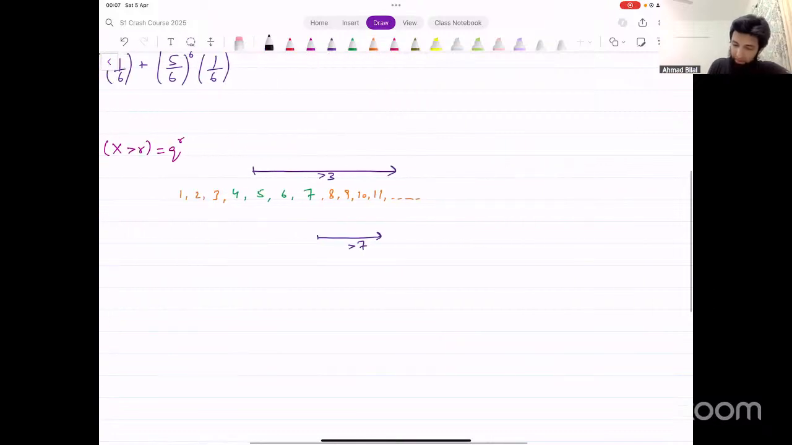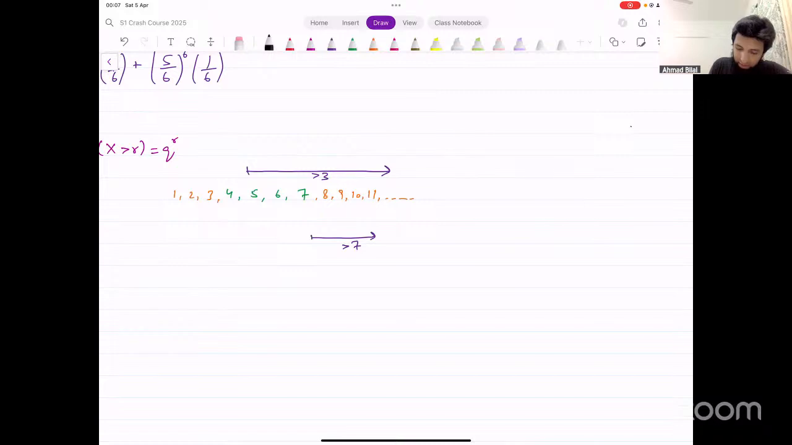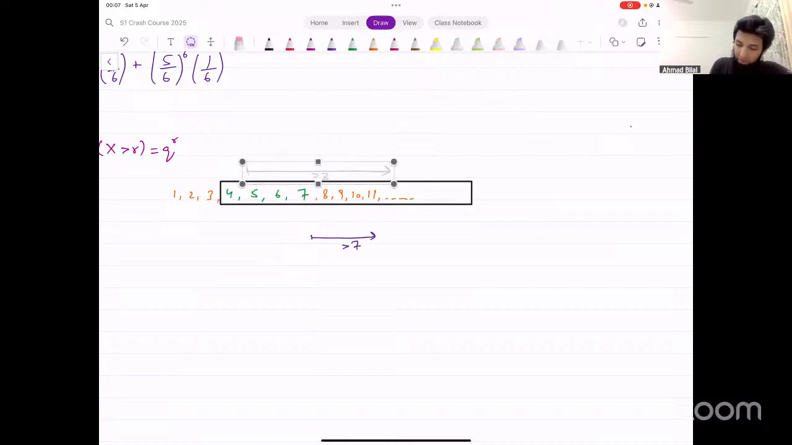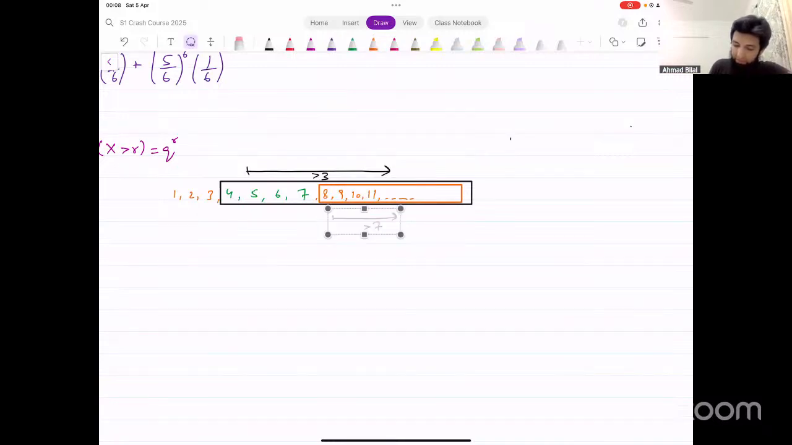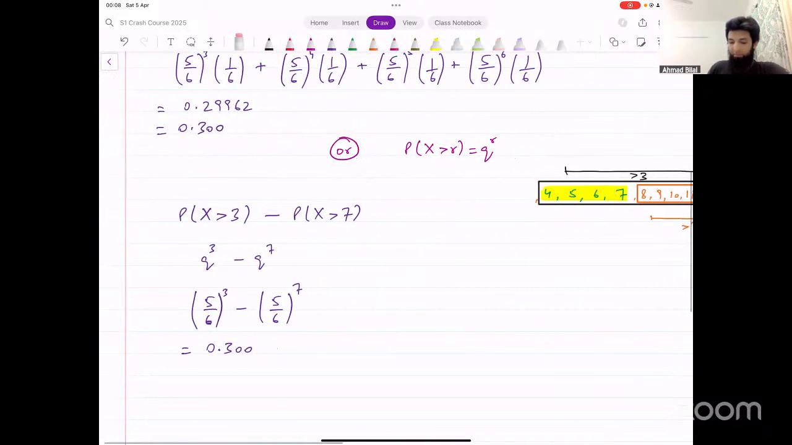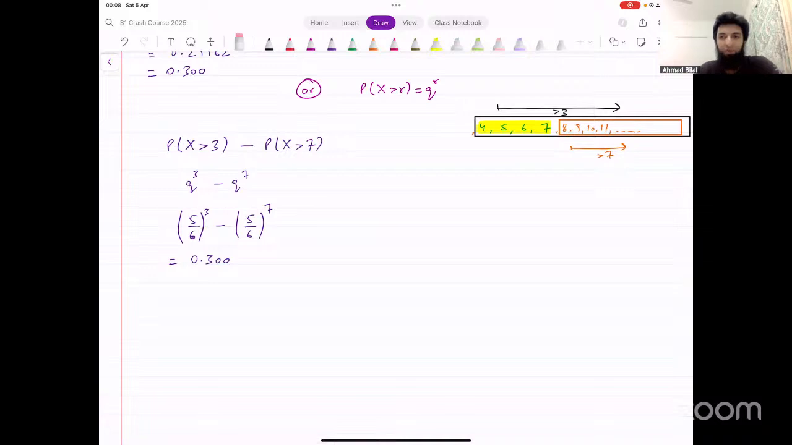So basically, what I'm doing is I'm saying, let's find the probability for all of these numbers. How do you describe these numbers? These are all numbers that are greater than 3. Subtract from this these numbers, the probability of these numbers that is greater than 7. What would we be left with when we do this? The numbers that we need, 4, 5, 6, 7. That's what we will be left with. Okay. That's the result that we have. That could be another way of doing this.